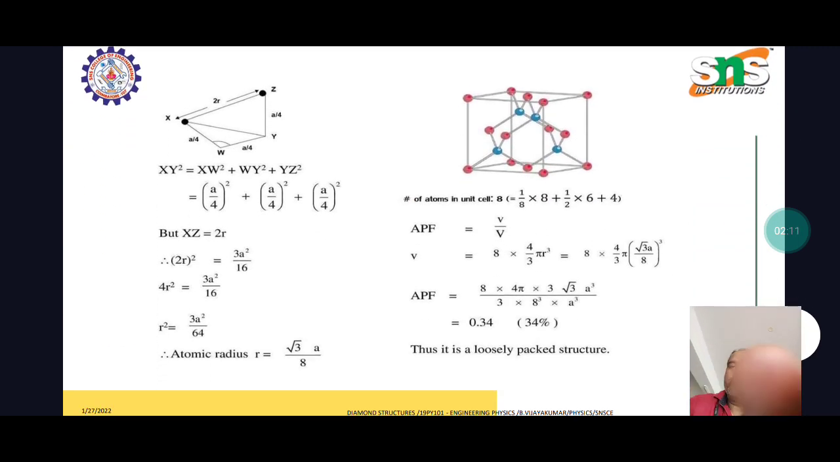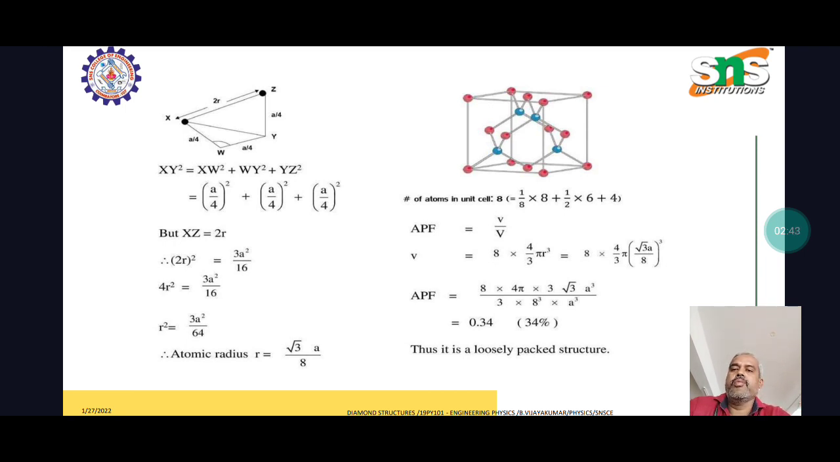The next one is the atomic radius. The atomic radius comes from a mathematical derivation taken along the diagonal. So along the diagonal, the atomic radius r is equal to root 3 a by 8. Then coordination number is 4, and finally we find the APF.